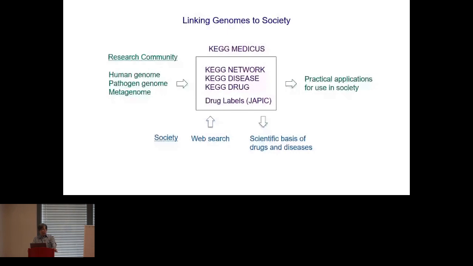But some people are using the KEGG resource for obtaining various types of information we provide. So KEGG Medicus consists of KEGG network, KEGG drug, and KEGG disease databases. And KEGG network is a new addition, I think, in 2015 or something, around that time.